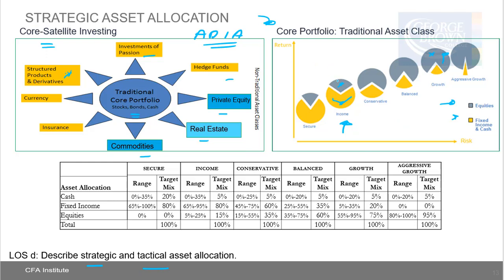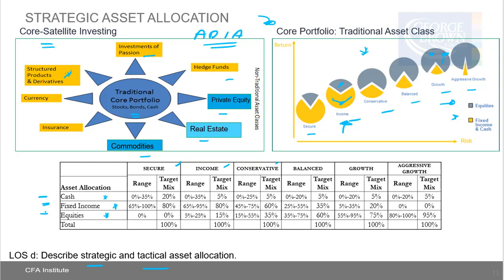Now, I just wanted to be a little bit more specific. We've shown these 6 portfolios before: secure, income, conservative, balanced, growth, and aggressive growth. I got this from RBC basically back in 2008, but I just want to add a little bit more detail to it so you can see cash, fixed income, and equities. So we could have a range, and then we have a target mix, okay? You can have a target mix, but there's a range, and that gives you some ability to move within the ranges for some tactical decisions.